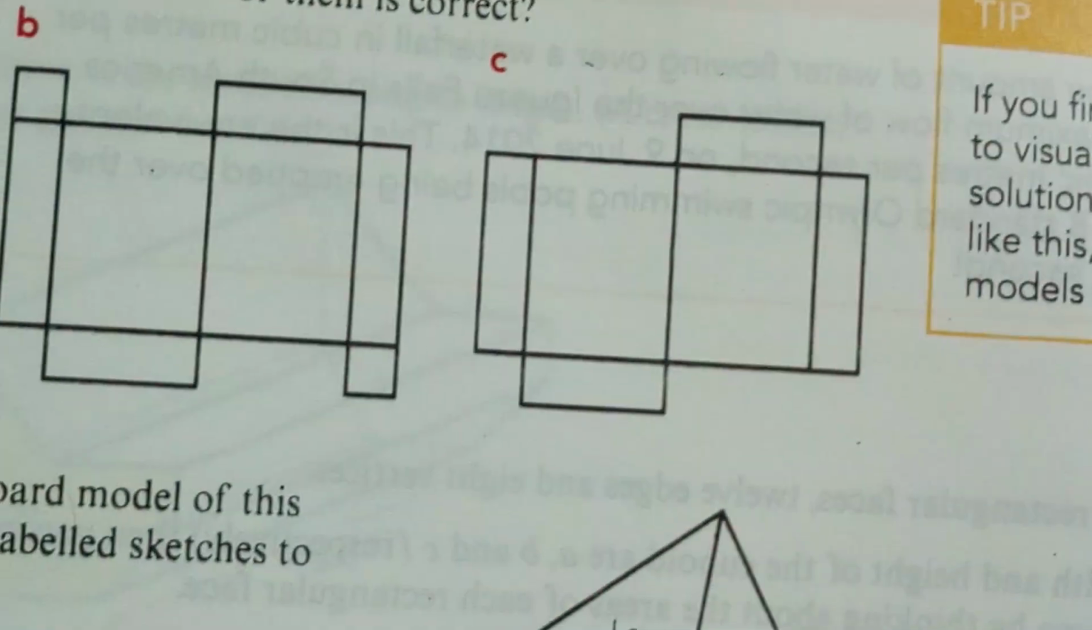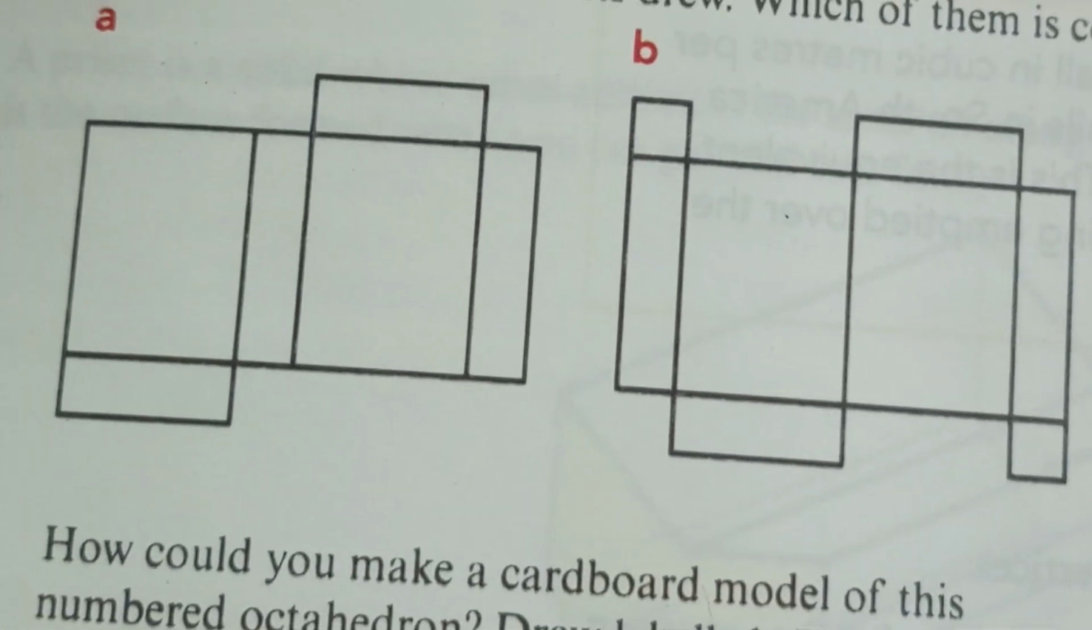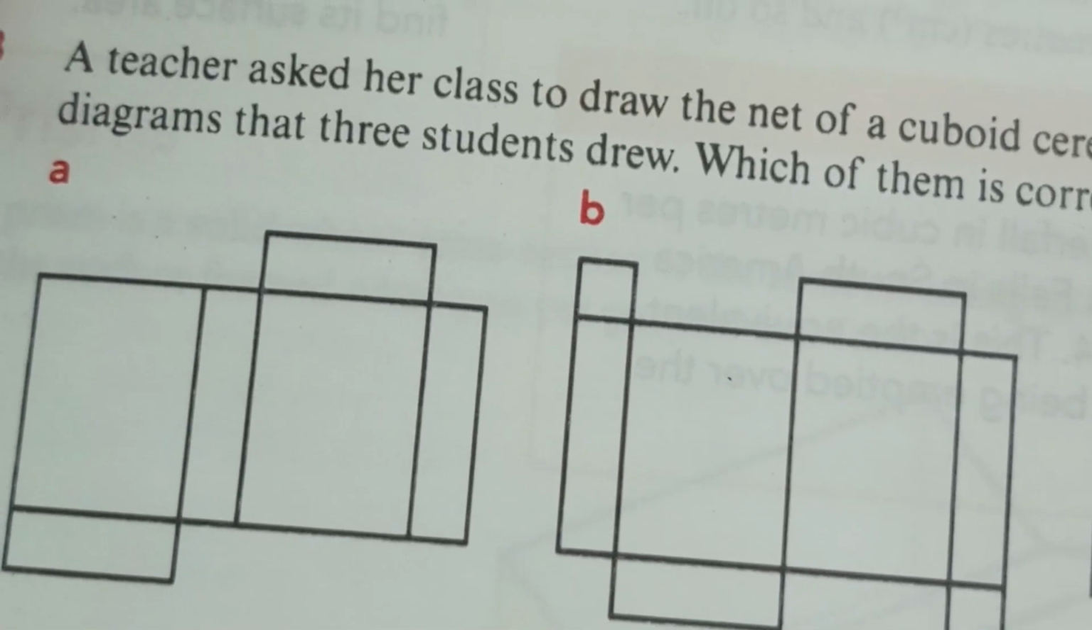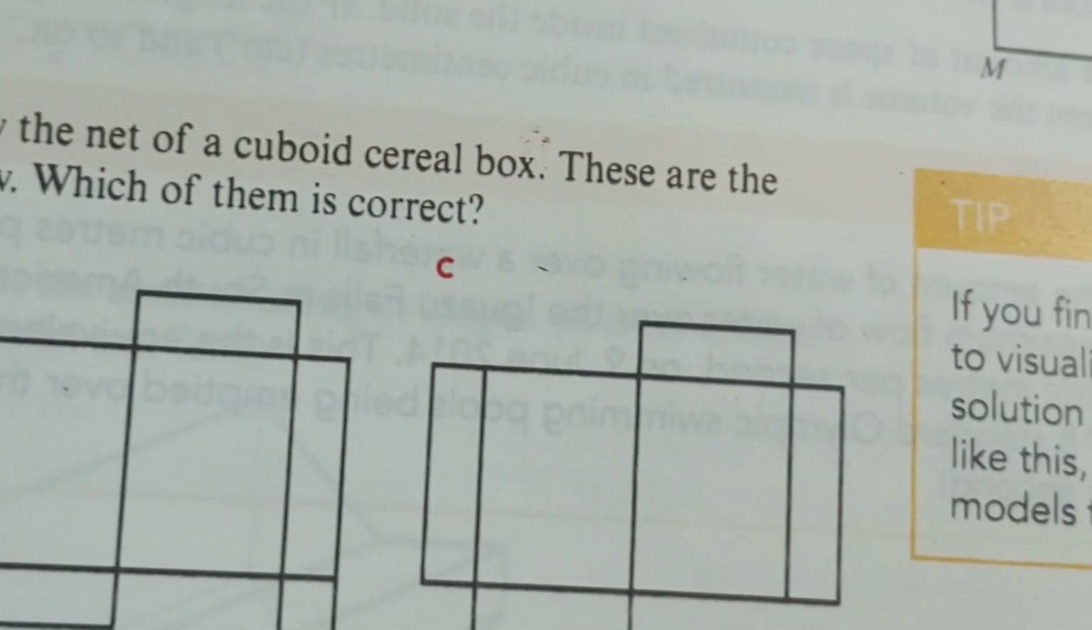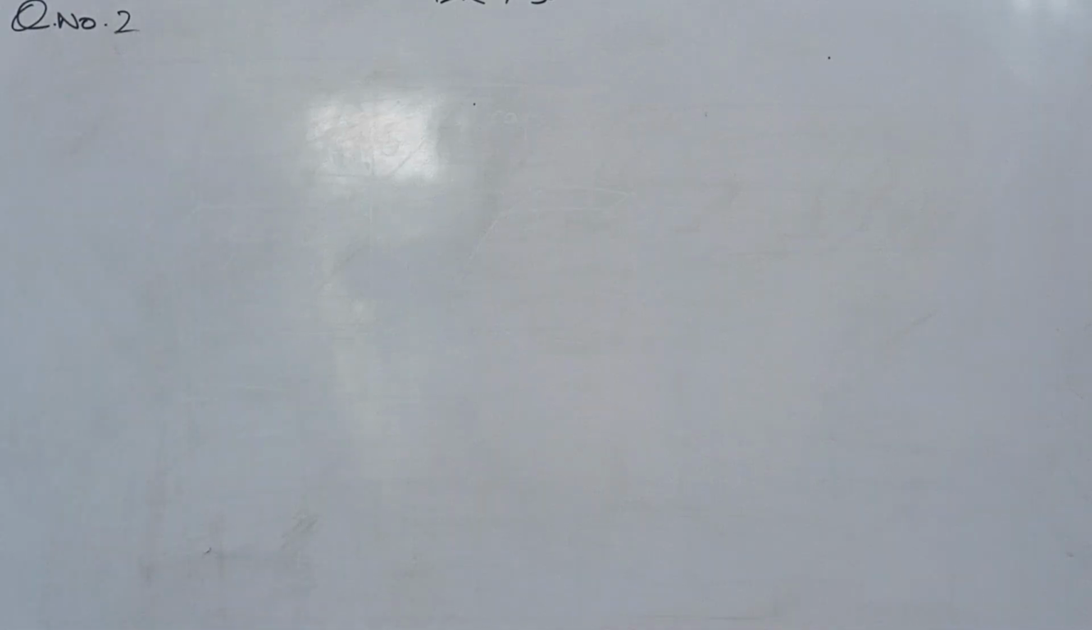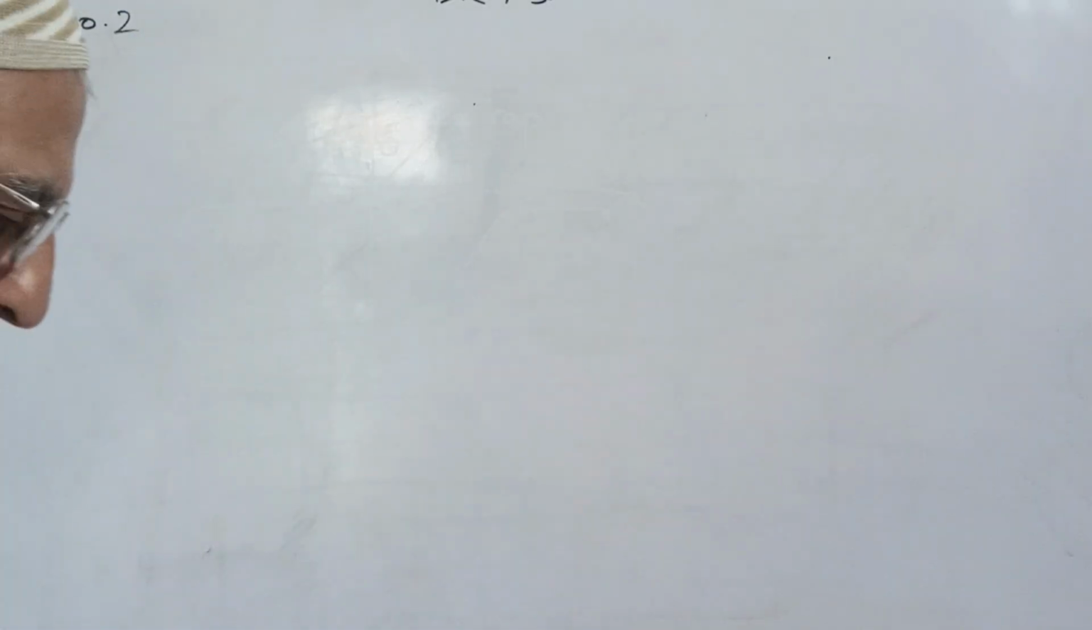Now the question is, a teacher asks her student to draw a net of a cuboid cereal box. These are the diagrams the 3 students have drawn. Now I am going to draw only the correct one and give you the reason. Though the author has not asked for the reason, he has asked which of them is correct, but I am going to tell you the reason for the correct answer.